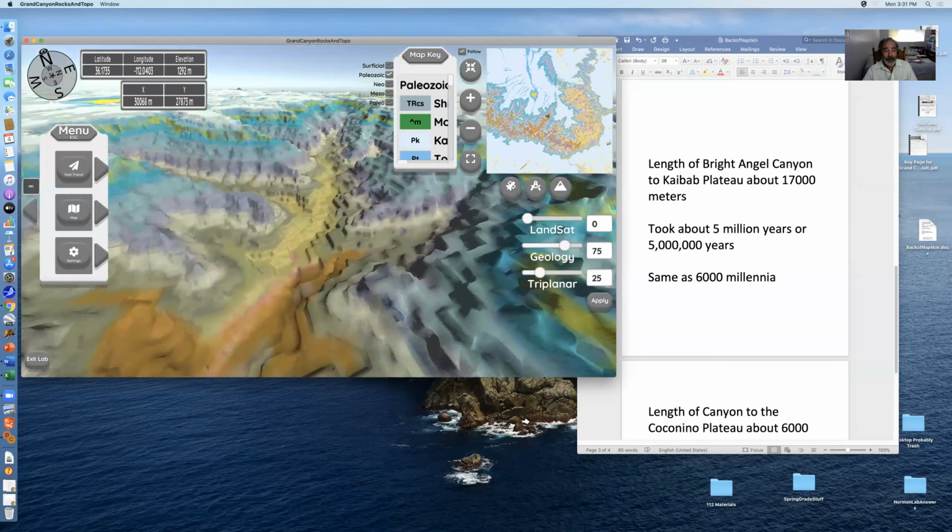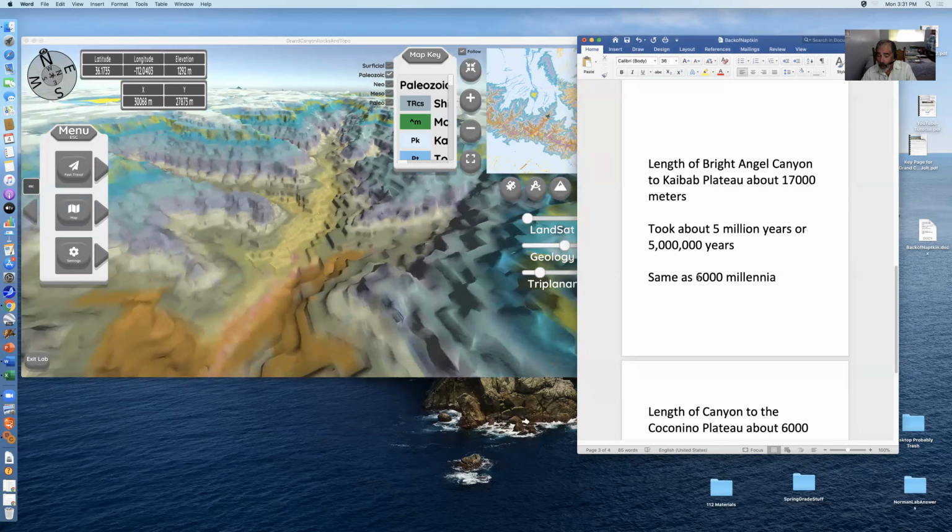I'm going to tell you that the length of Bright Angel Creek is 17,000 meters. That's ballpark. That's how far it is from down at the Colorado River all the way up to the headwaters of Bright Angel Creek. And you already know that the Colorado River started to form 5 million years ago. So let's try the math again. 17,000 meters.